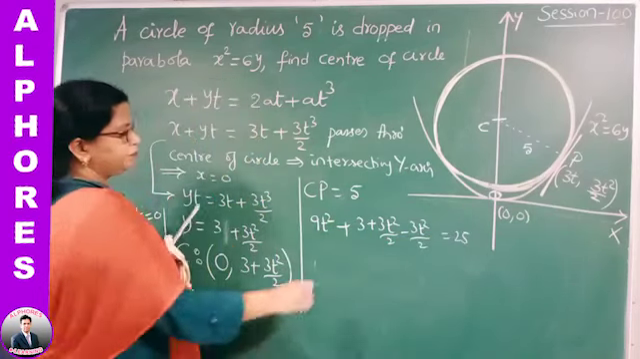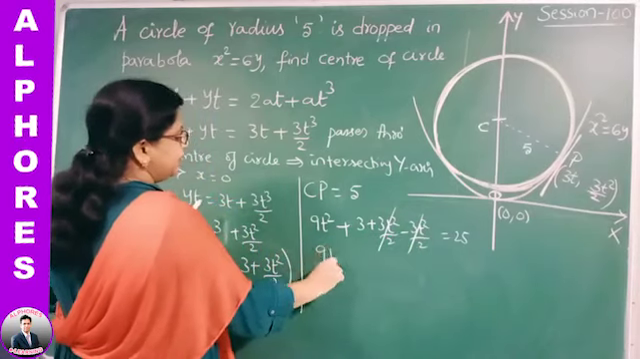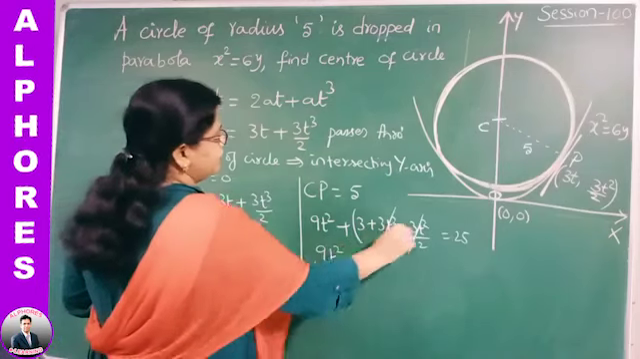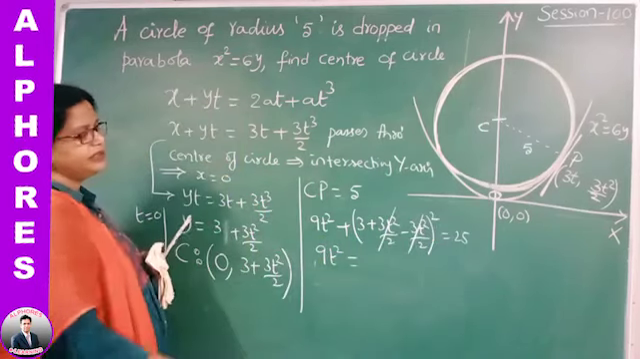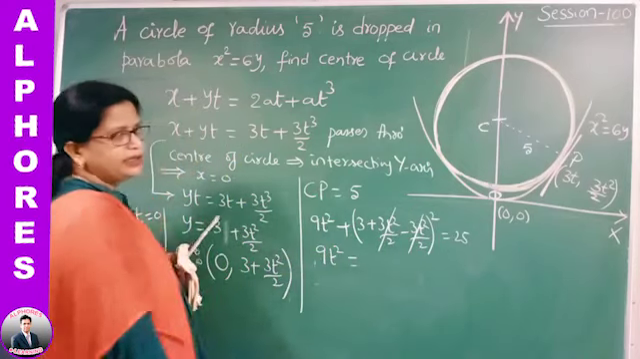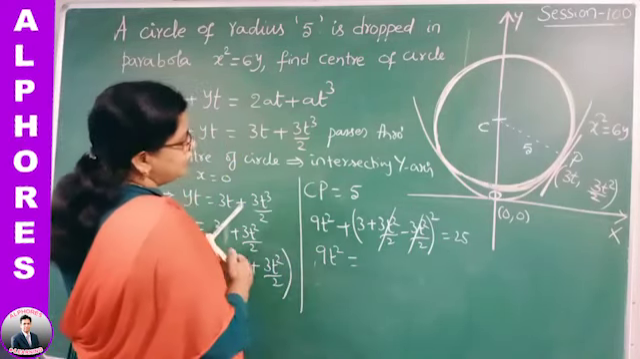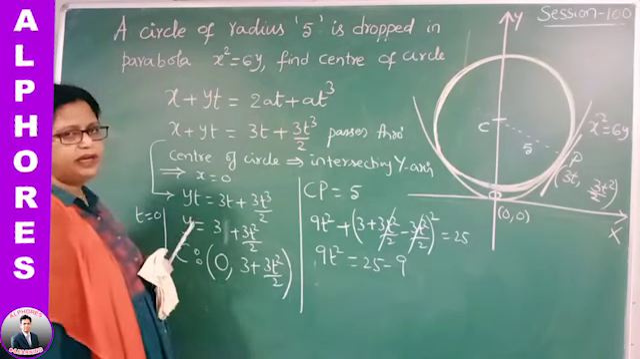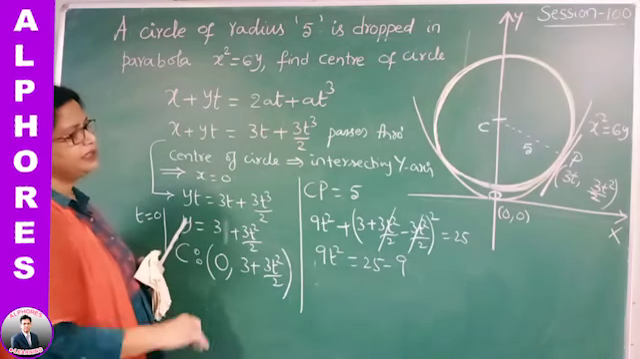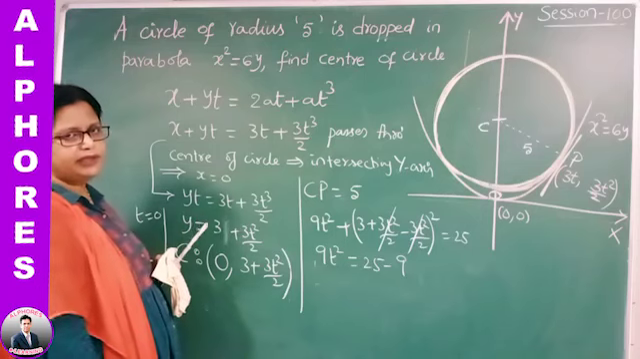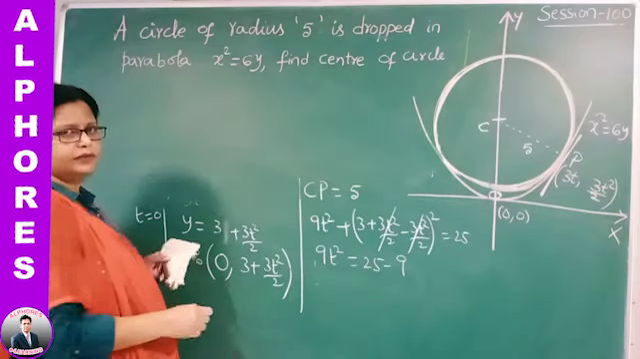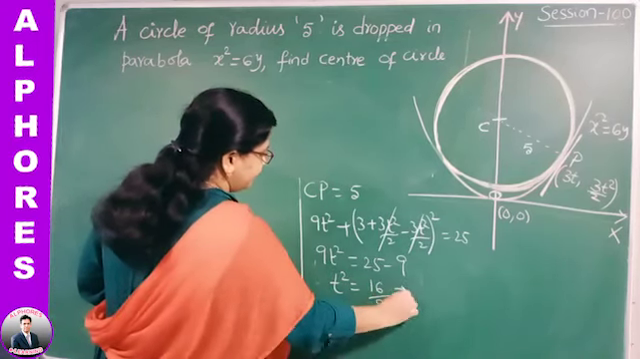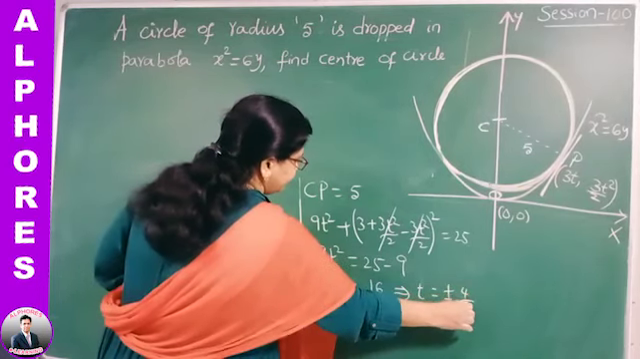Let us take the square. Then the t² terms cancel. So 9t² equal to 25 minus 9, because we are having a whole square: this is 25 and this value is 9. So 9t² equals 25 minus 9, and then we can obtain the t² value. Once you get t², students, we can take t equal to plus or minus. So t² is 16 divided by 9. That implies t equals plus or minus 4 divided by 3.